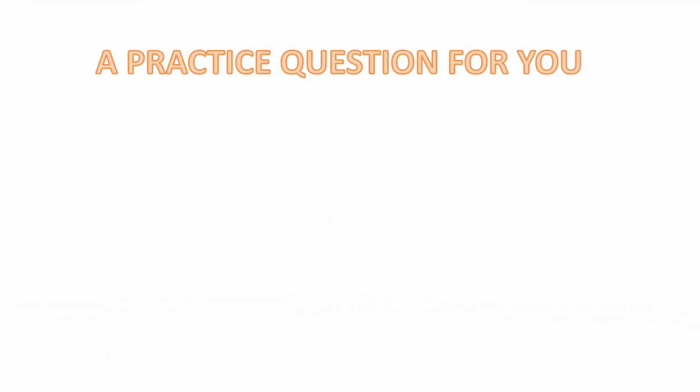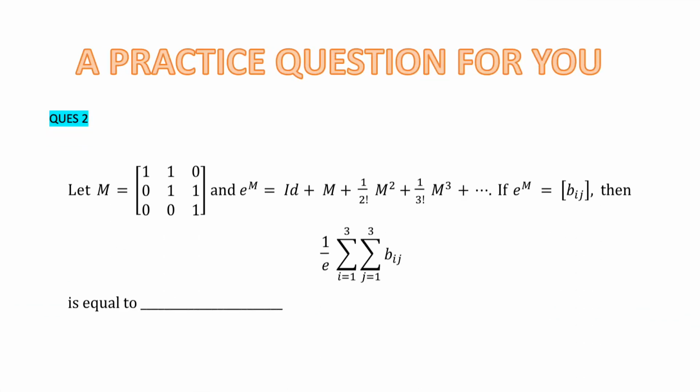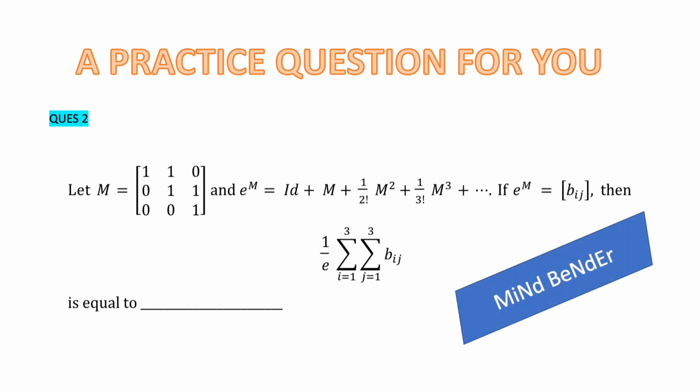And there is a second question that is a mind bender for you. If there is a matrix M and e to the power M is defined as identity plus M plus M square by 2 factorial, as we used earlier, and e to the power M is equal to b_ij, then what is going to be the value of 1 upon e times the double summation, i equal to 1 to 3 and j equal to 1 to 3, of b_ij? This is a numerical type question, and it is from the GATE examinations. You can try and tell me what answer you are getting, and if you are not able to solve it, just tell me in the comment section. I will be posting a solution for this.